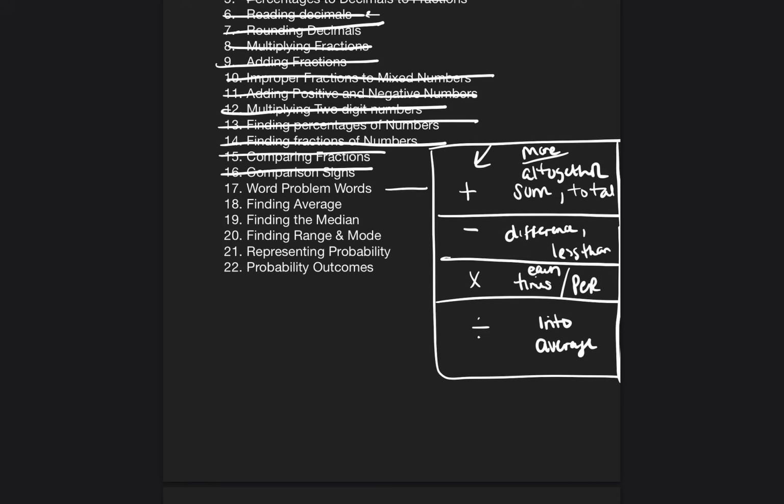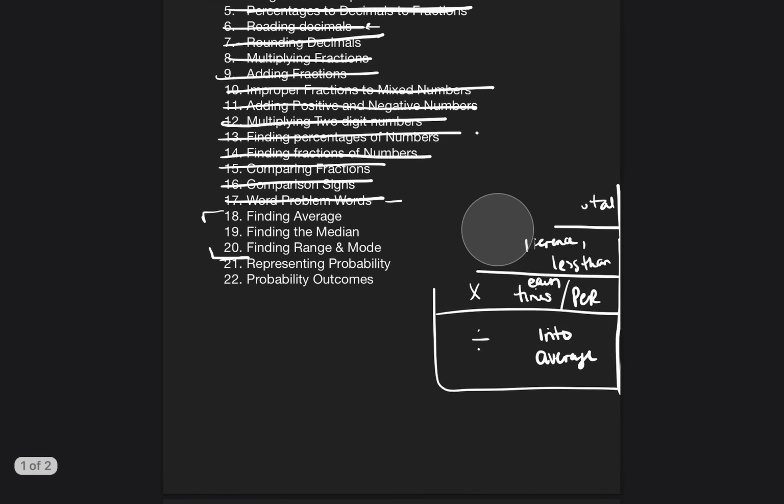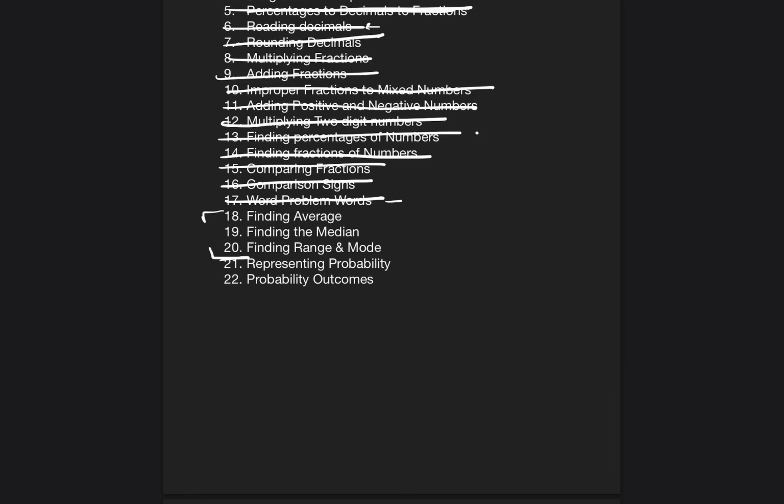mean in word problems. All right, so now we're going to talk about finding the average, the median, the range, and the mode. So we're so close to being done, you guys. Thanks for sticking with this. I know that this was a lot, but you guys are doing great. So finding the average, finding the median, finding the range, and the mode.